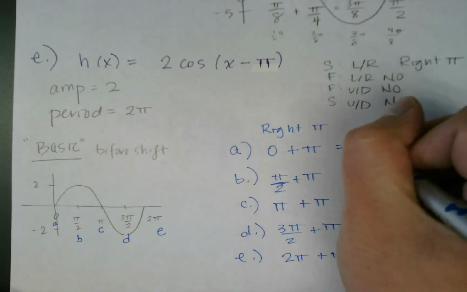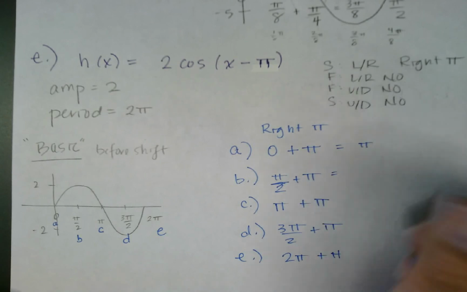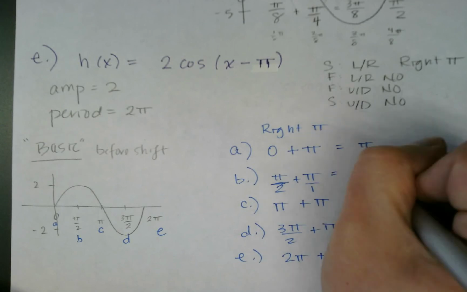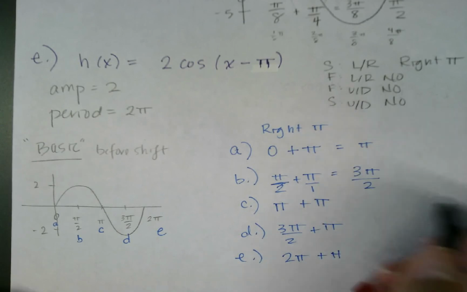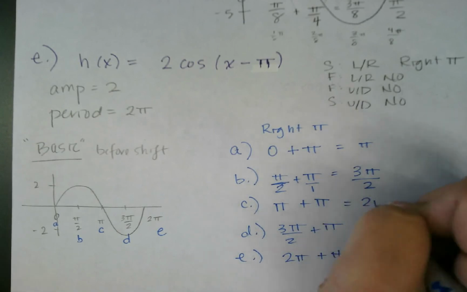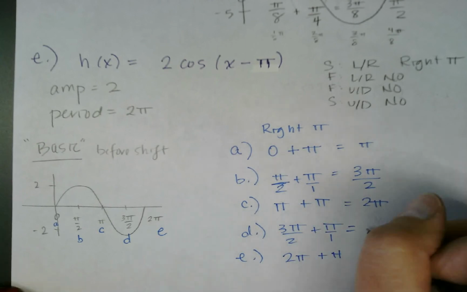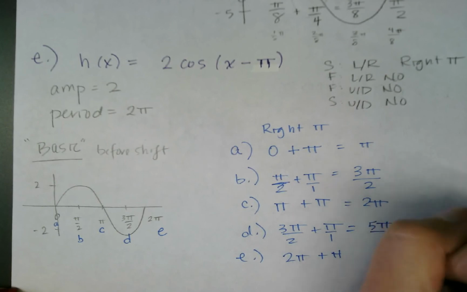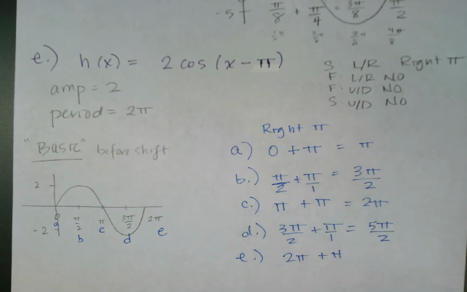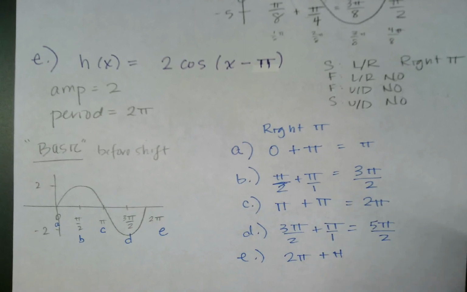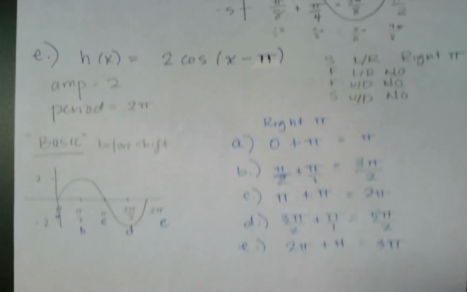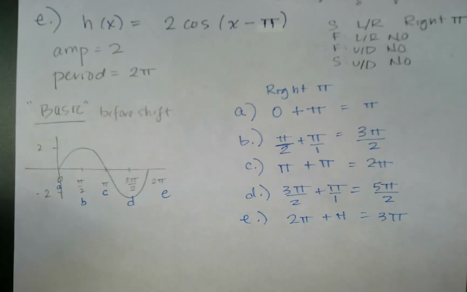Alright, here we go. 0 plus pi is pi. Pi over 2 plus pi, you can do it in your head, but that's 3 pi over 2. I'm just going to leave them as fractions. Okay. Pi plus pi is 2 pi. 3 pi over 2 plus pi, you can do it in your head, that's 5 pi over 2. And then there's 3 pi. So those are going to be your new famous spots, because we're shifting everybody to the right pi units.